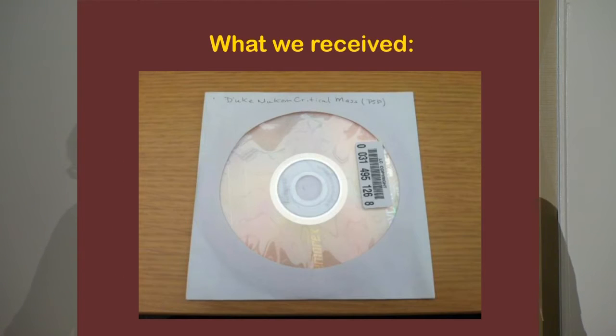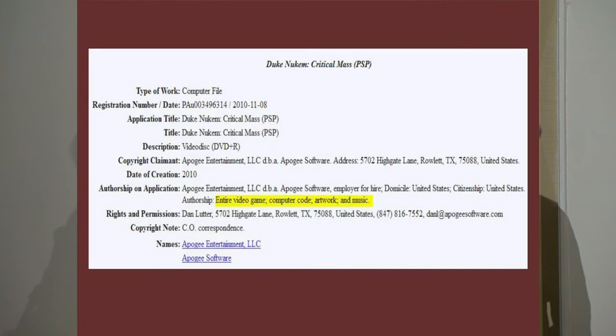So what I received was this wonderfully packaged DVD-R with this great metadata in pencil at the top of it. So I assumed immediately that it was a DVD-R of gameplay because we have lots of those. But when I looked at the copyright record, I noticed that actually it was listed that the entire video game, computer code, artwork, and music was being copyrighted.